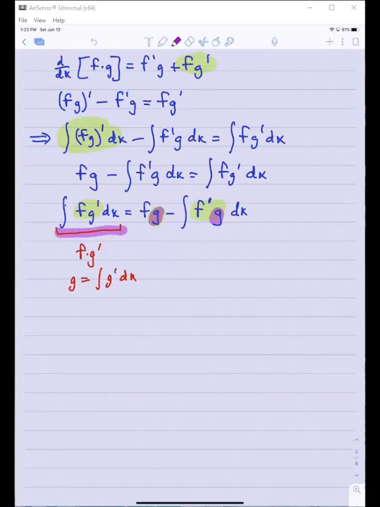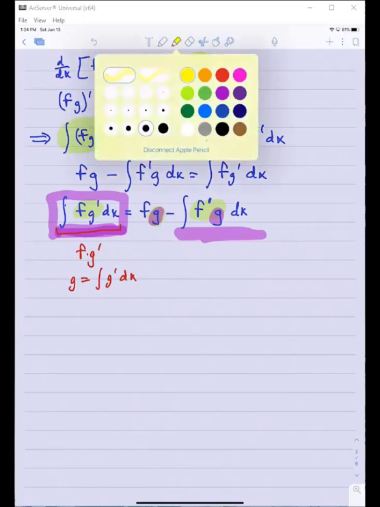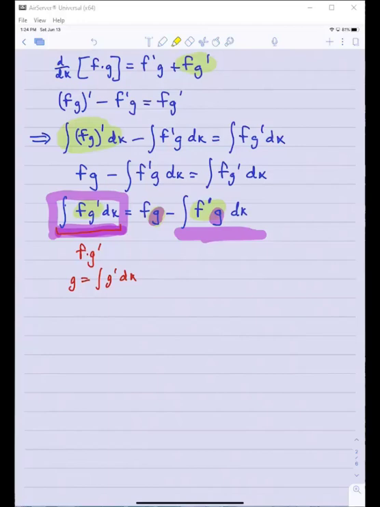Okay, now the question will be, is this integral easier to do, or perhaps doable, when this one is very difficult or perhaps not doable? If so, then I can actually manage to integrate fg prime by switching it out for the integral of f prime g, which is what this formula is really doing. It's tricking us into a solution, by switching out the antiderivative of fg prime for the antiderivative of f prime g, which might be an easier one to do.